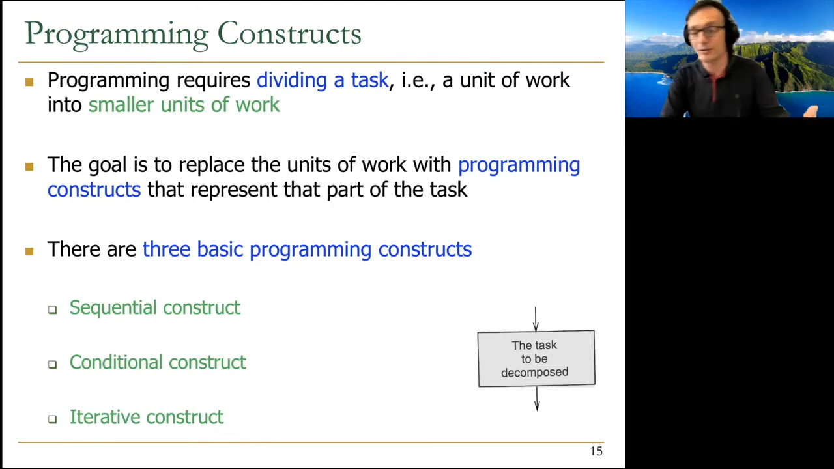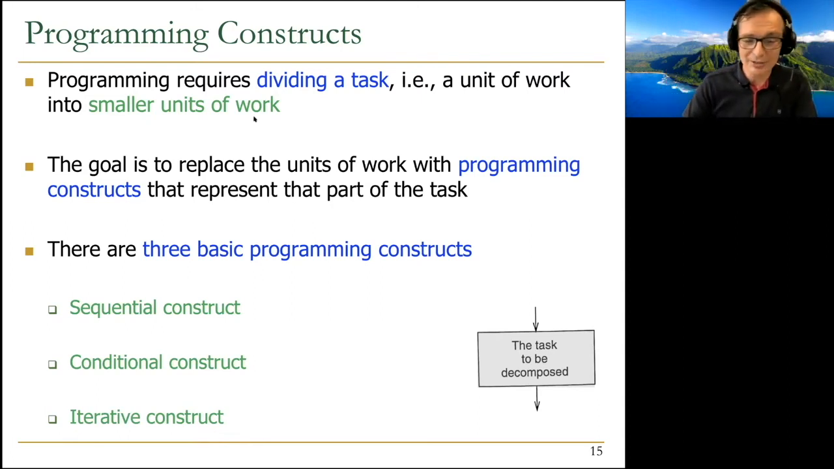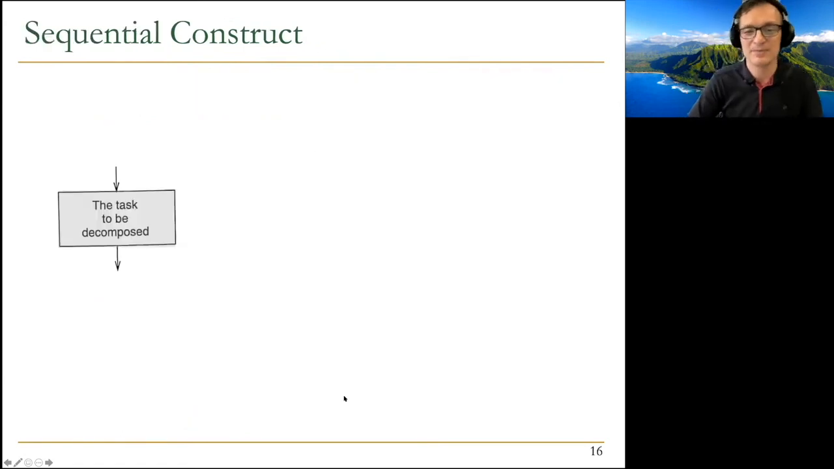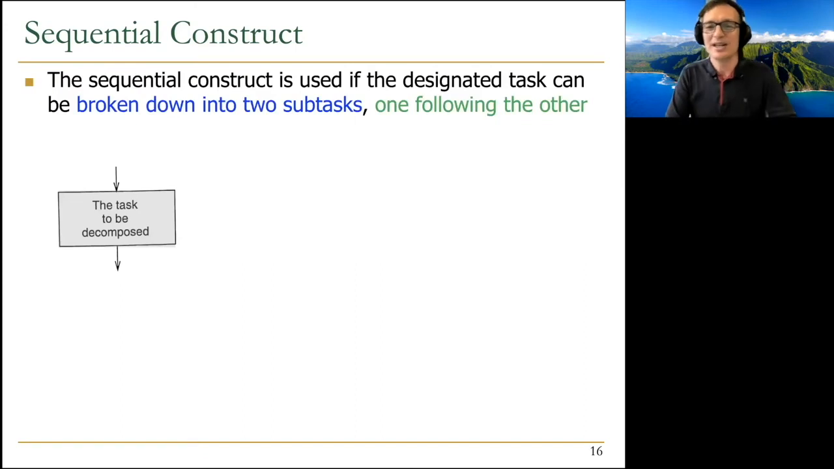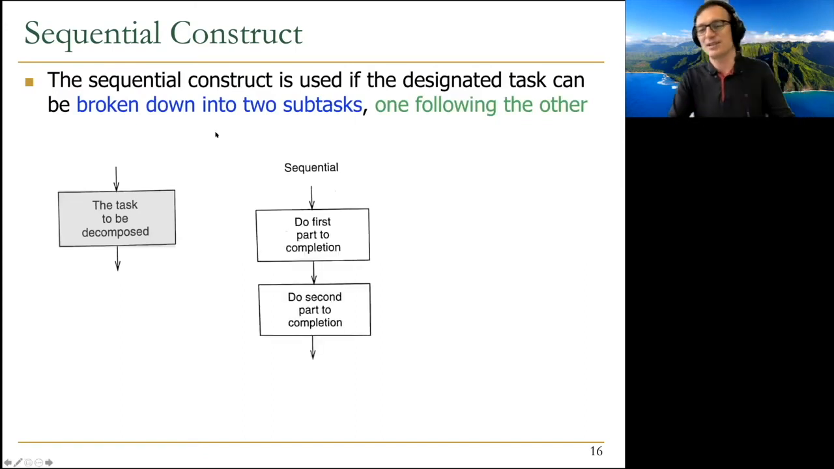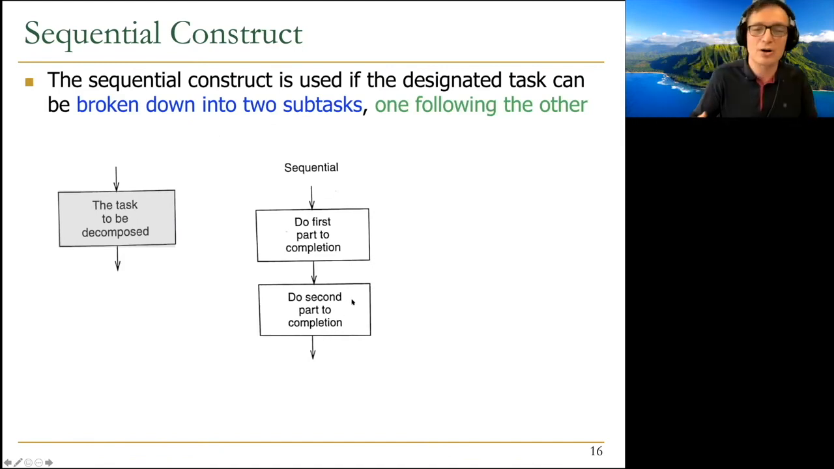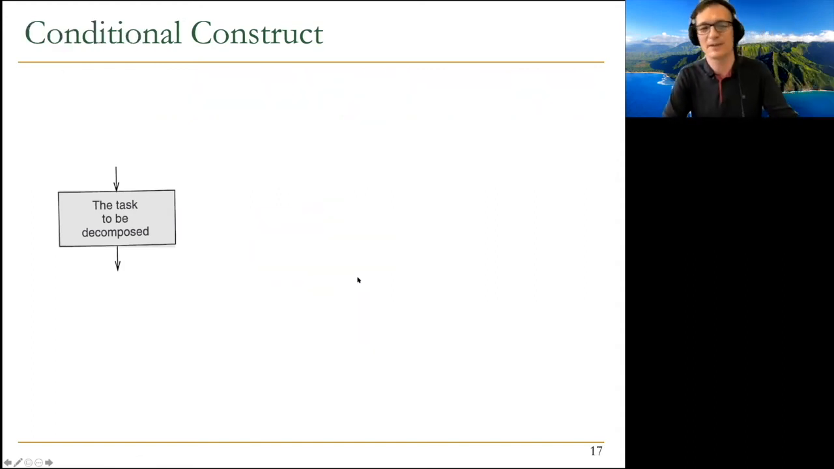And our instructions are actually enabling these constructs, instructions in the ISA. So sequential construct is kind of obvious. You have a task to be decomposed, and you can break it down into subtasks, one following the other. So basically, you break it out into two subtasks so that you can think about the program, or algorithm, in an easier way, let's say. Okay, so hopefully that's obvious.